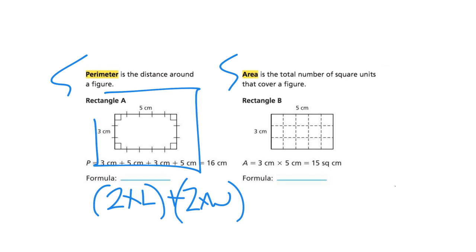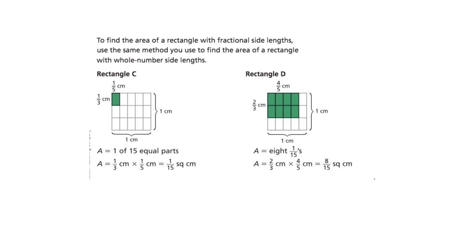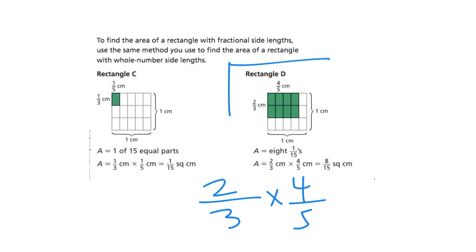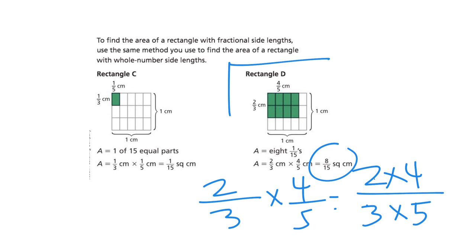To get the area, remember it's length times width, and that will give you the area, and it's always measured in square units. Another quick review of finding area of fractional sides. It's the same as regular area, but you're multiplying fractions instead of whole numbers. When you're doing fractional sides, make sure that you create a formula where you're doing 2 times 4, all the numerators on top, and 3 times 5, all the denominators on the bottom. And then you'll get the square units for the area.